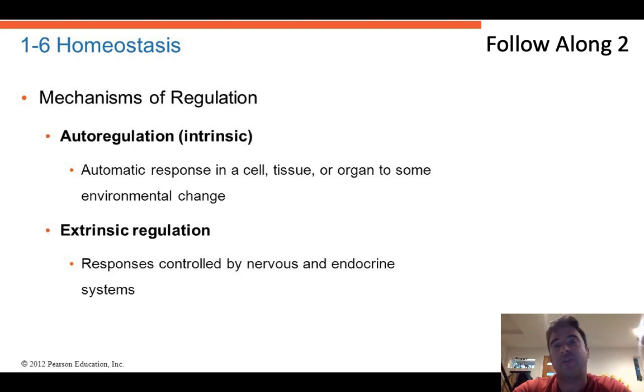What are the mechanisms of regulation? Well, there are 2 basic mechanisms of regulation. There's what's called autoregulation. I tend to use intrinsic regulation. Those are automatic responses in a cell, tissue, or organ to some environmental change, meaning that the nervous system or the endocrine system aren't involved. These are localized responses to changes in the local area or the local system. Extrinsic regulation has to do with regulation that's mediated by either the nervous system or the endocrine system.